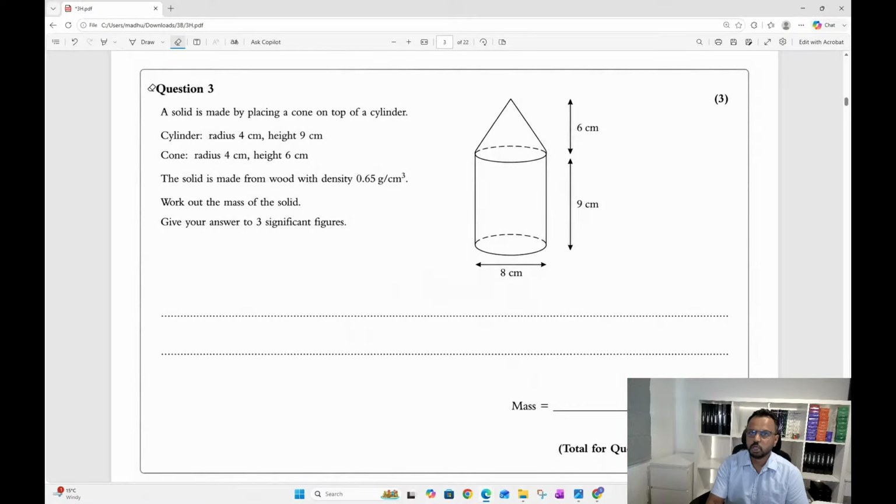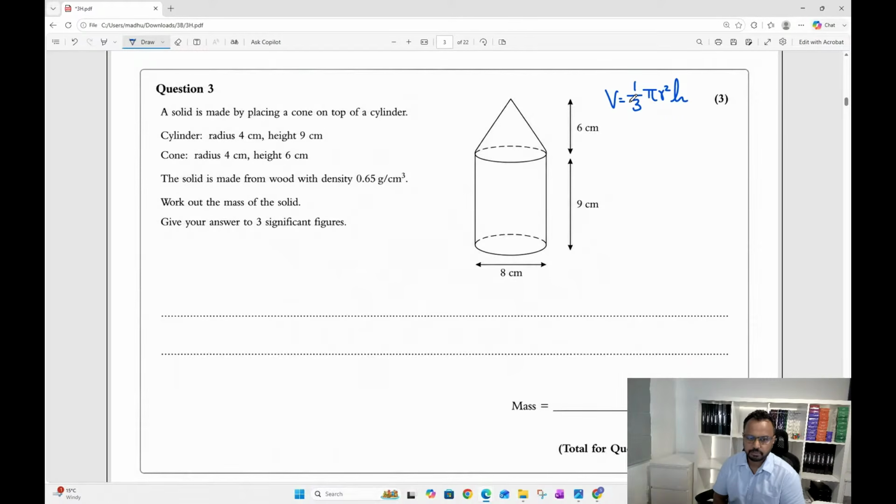Yeah, the volume of a cone is given by the formula 1/3 pi r squared h, guys. It will be given to you. I know. That's fine. Just visual. It's just 1/3 pi r squared h.